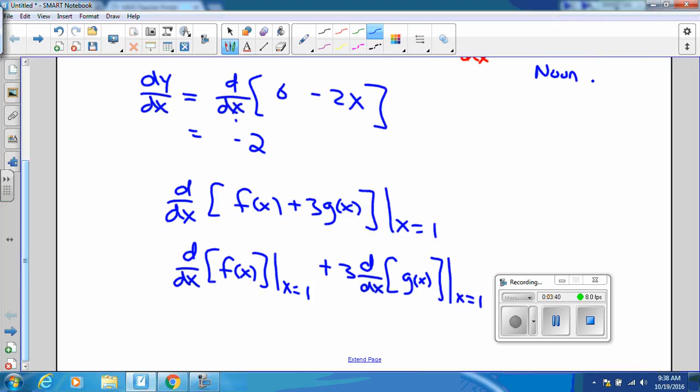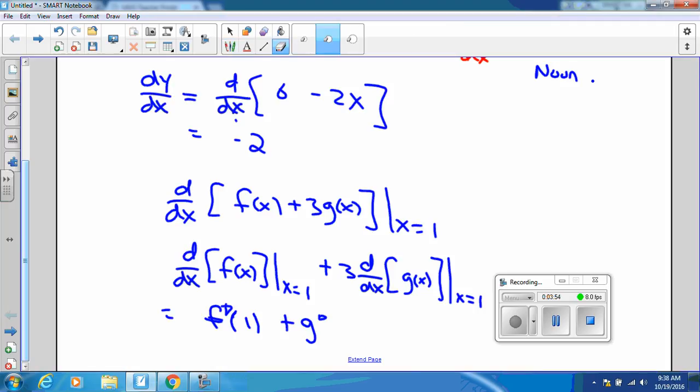And now, watch closely for the notation. What I'm going to get is the rate of change of f with respect to x, that's spelled f prime, evaluated at x equals 1, plus 3 times the rate of change of g with respect to x, evaluated at x equals 1.